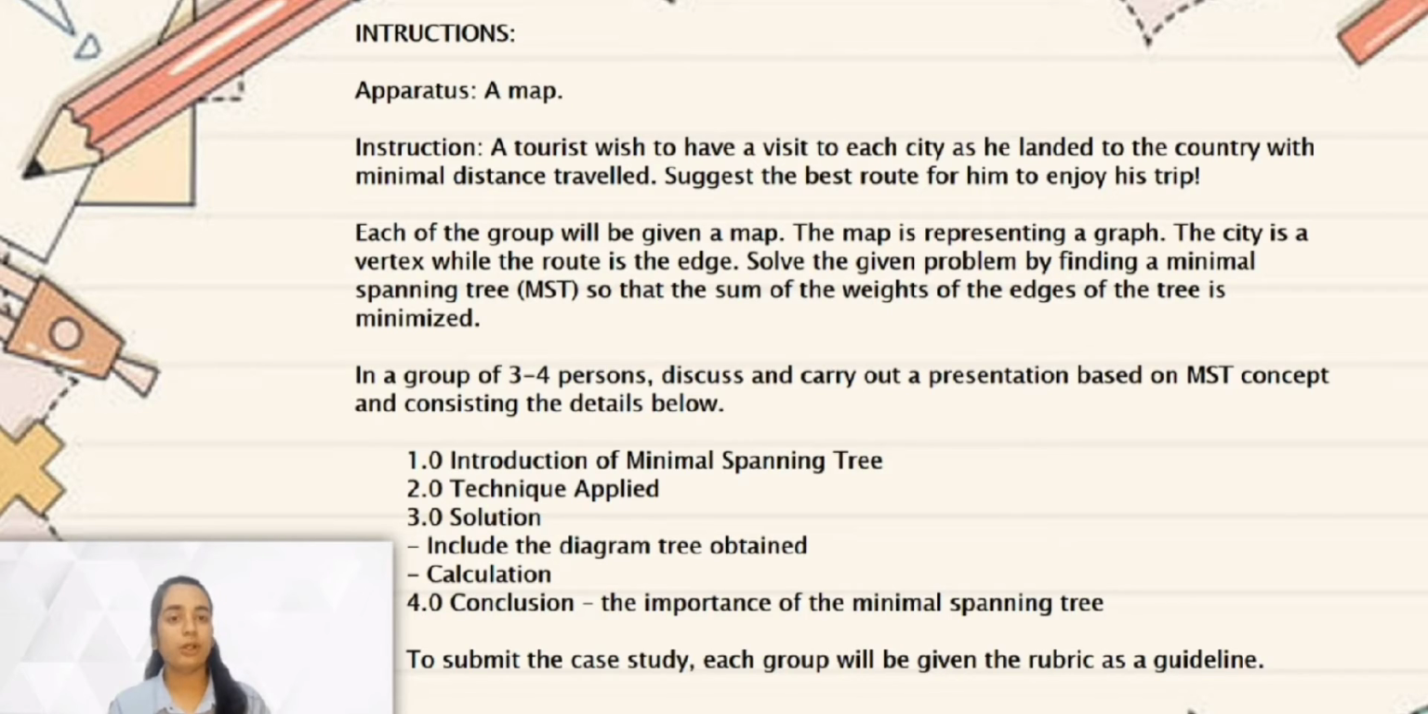So, the bottom line is that the instruction given is that a tourist wished to visit each city as he landed in the country with minimal travel distance. So we as a team have decided to suggest the best route for him to enjoy his trip. As we stated above, we chose the Bangkok map.